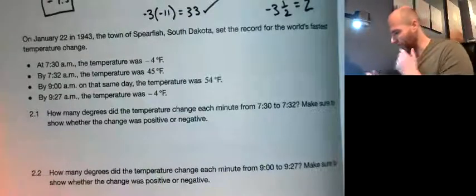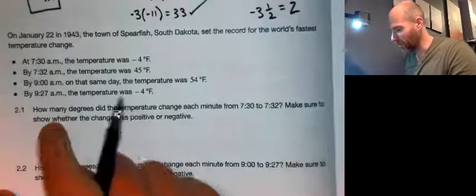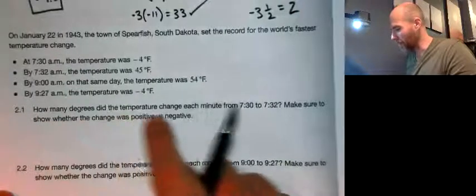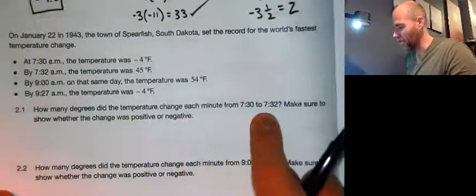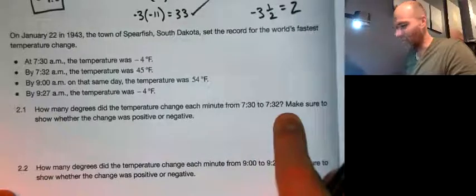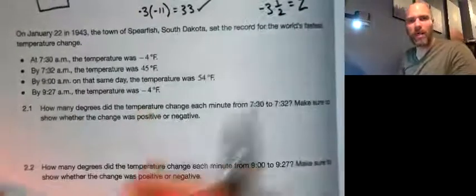All right, so question 2.1 says, how many degrees did the temperature change each minute from 7:30 to 7:32? And make sure to show whether it was positive or negative.